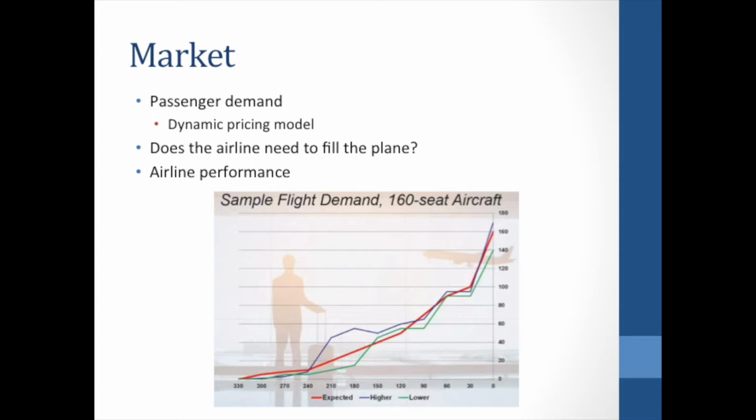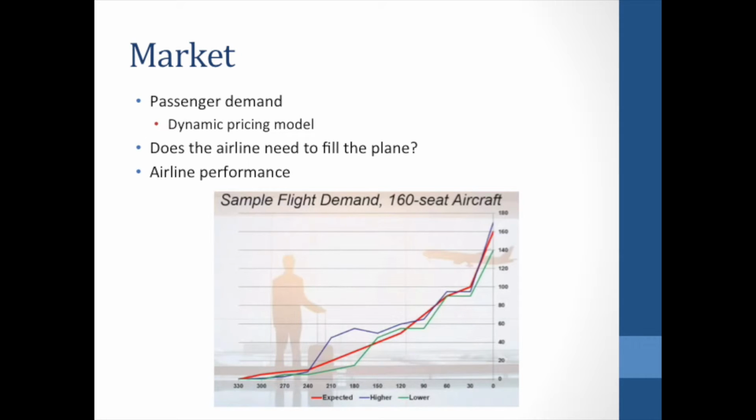The red line shows the expected demand for this particular flight based on historical patterns from years of operating the flight. It starts out selling slowly because many people don't plan their trips that far in advance. The blue line represents demand that is higher than expected. The big spike at around 240 days could represent the announcement of a sporting event, conference, or something that causes demand to go up for that flight.